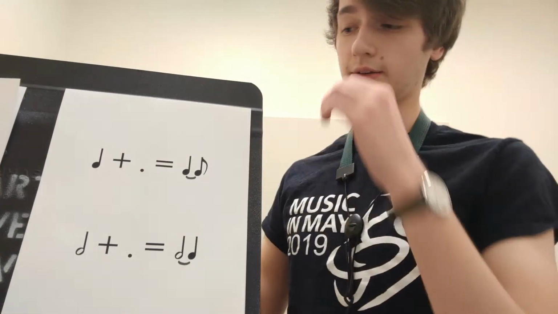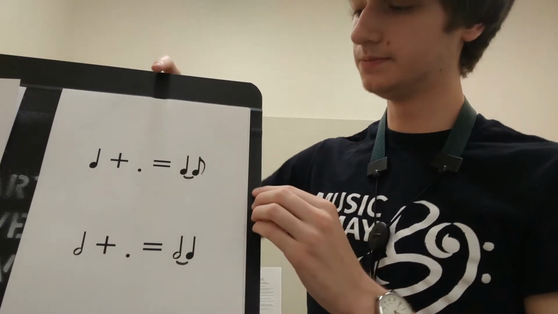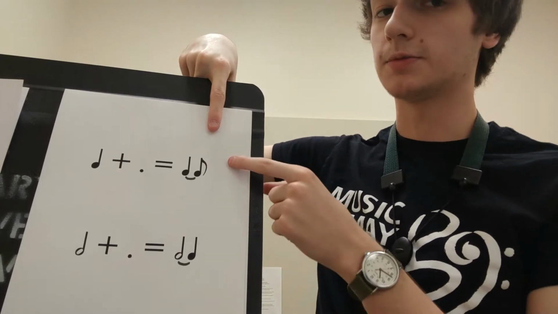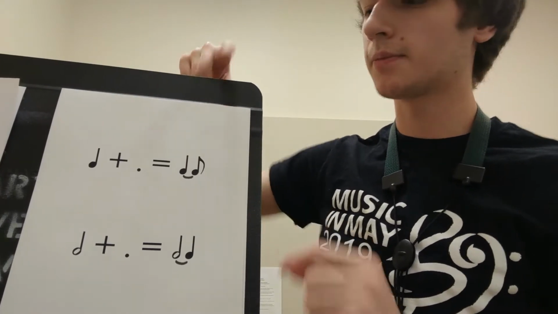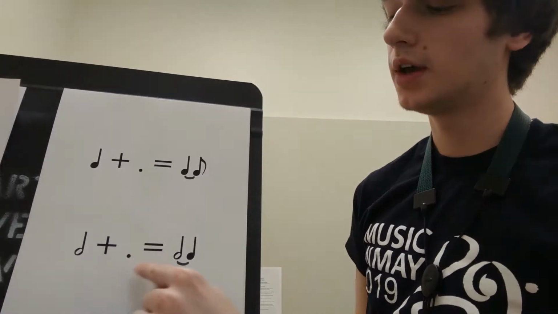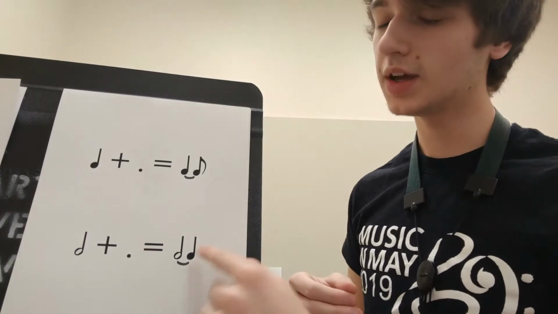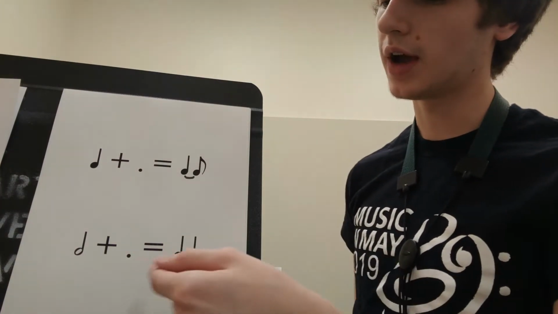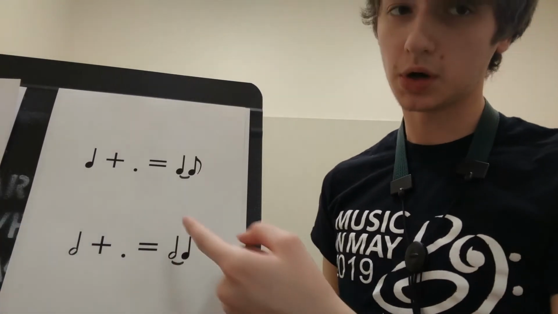So what does that look like? For a quarter note, if you add an augmentation dot to it, you get a quarter note plus half of a quarter note, which is an eighth note, and they're tied together. So instead of 1 beat, you have 1.5 beats. Same thing if you have a half note. You add a dot onto it, you get a half note plus half of a half note, which is a quarter note. I know that sounds a little confusing, but if we can just remember how it works: instead of having 2 beats, you now have 3 beats. Instead of having 1 beat, you have 1.5 beats.